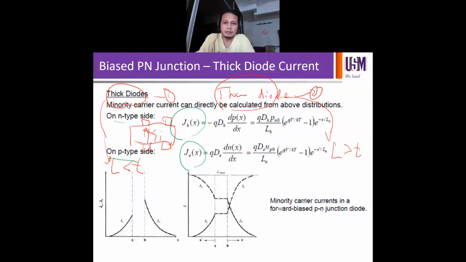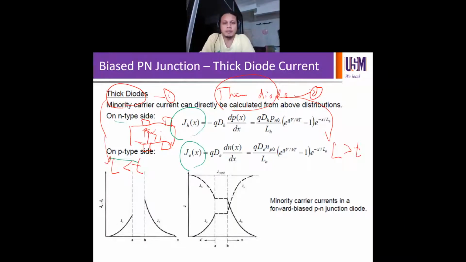Anyone? Diffusion, right? Yes, as a result, diffusion. So you have qD dP/dx, qD dN/dx, right? Negative for the dP/dx, right? Yeah, I got it. It's okay. So it's based on diffusion.